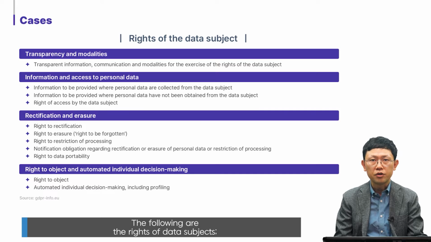The following are the rights of data subjects: transparency and modalities, information and access to personal data, rectification and erasure, right to object, and automated individual decision-making. Rectification and erasure includes right to restriction of processing, notification obligation regarding rectification or erasure of personal data or restriction of processing, and right to data portability.